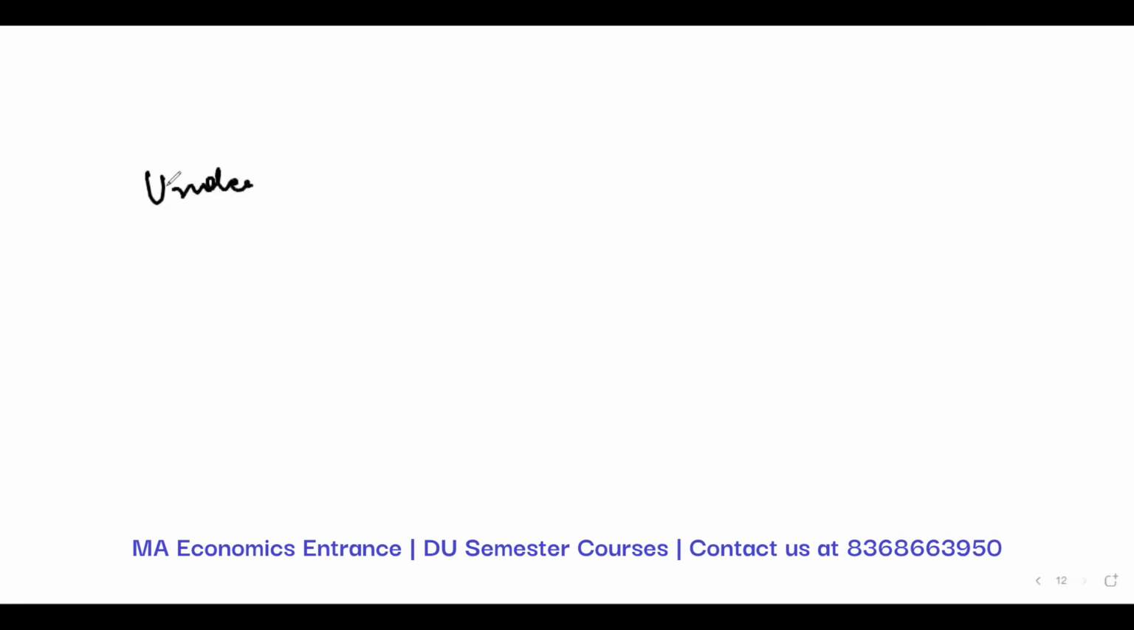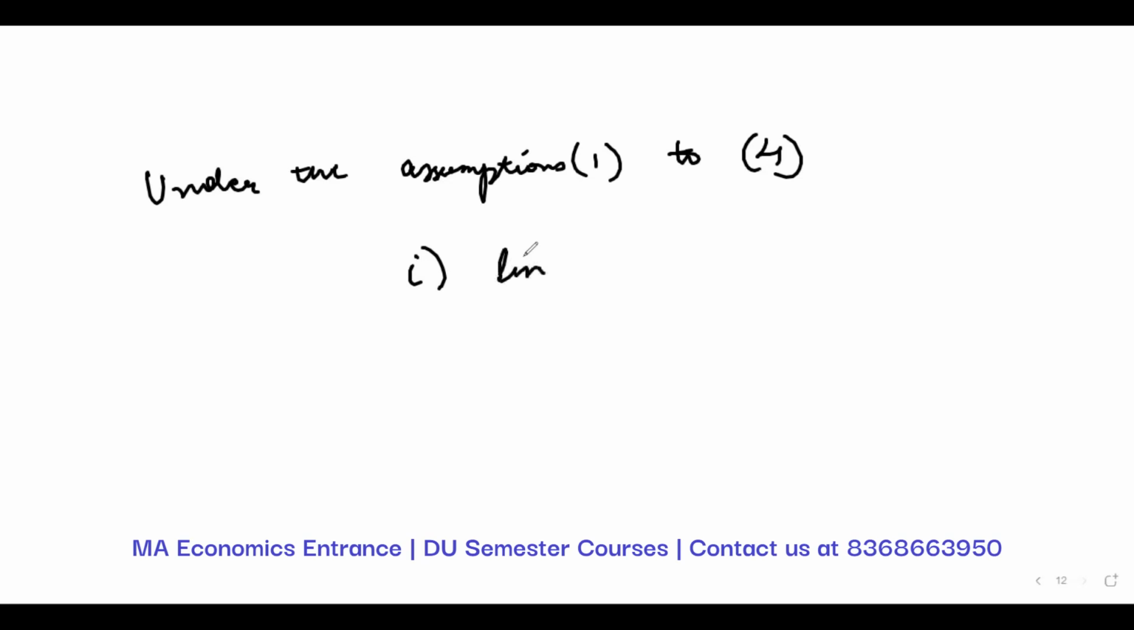Under the assumptions one to four. What are the four assumptions that we had? First, we went ahead and said that the model is linear in parameters.